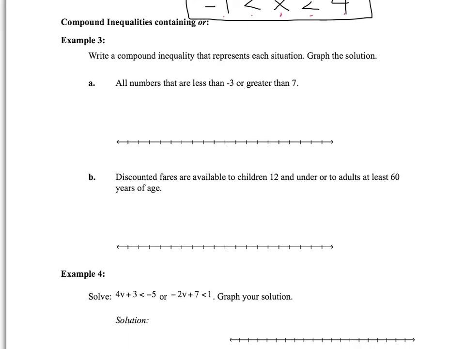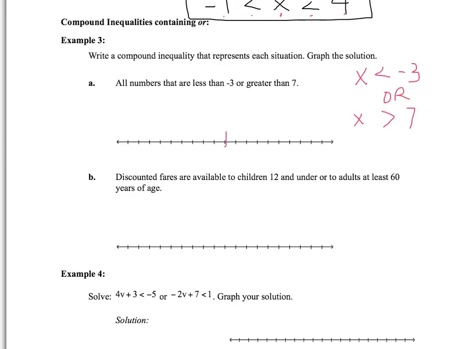Okay, so the next part that we're talking about is inequalities containing the word or. So this could be one or the other. Okay, so these situations represent or. So all numbers that are less than negative 3, so x is less than negative 3, or the numbers could be greater than 7. Okay, so there's only one way to write these, and this is how it would be.